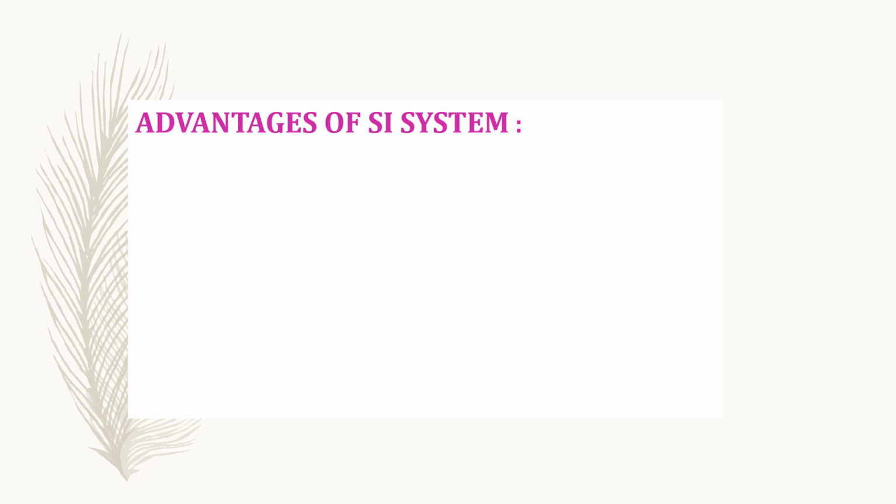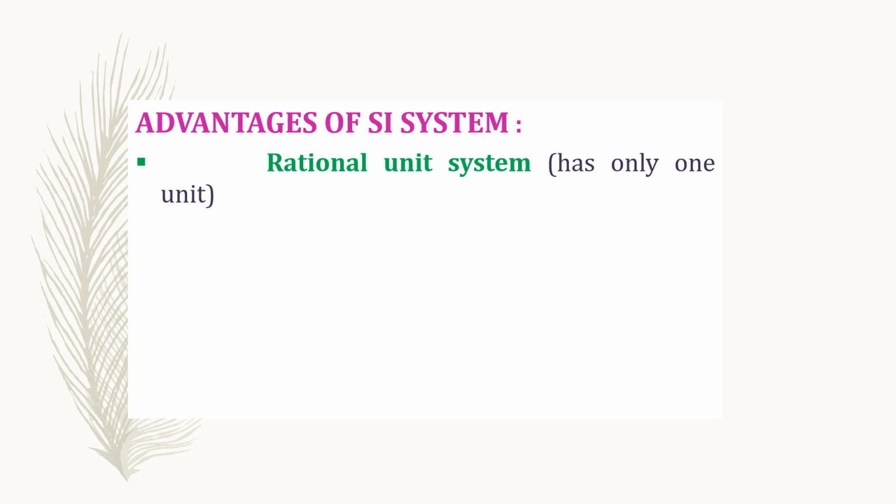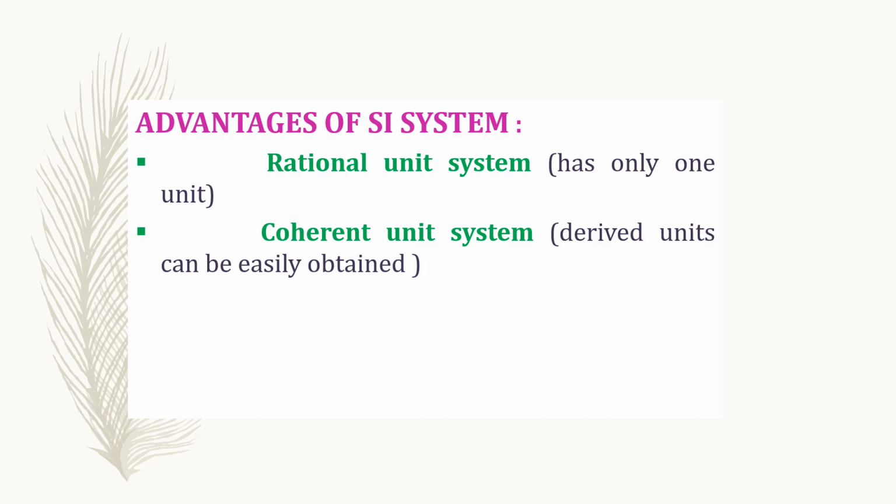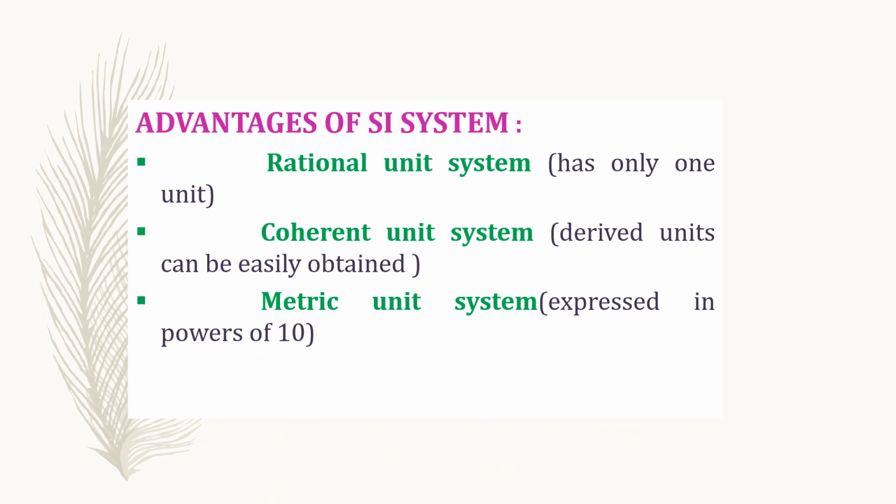The advantages of the SI system are: the first one, this system makes use of only one unit for one physical quantity, which means a rational unit system. Next, it is a coherent unit system. In this system, all the derived units can be easily obtained from basic and supplementary units, which means it is a coherent system of units. It is a metric system, which means that multiples or submultiples can be expressed as powers of 10.